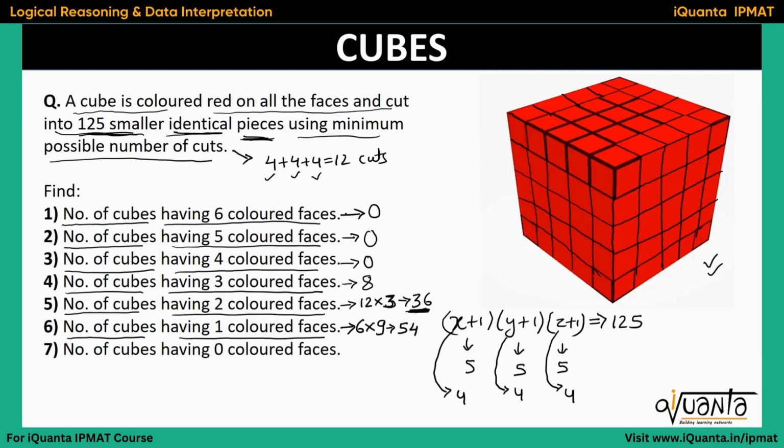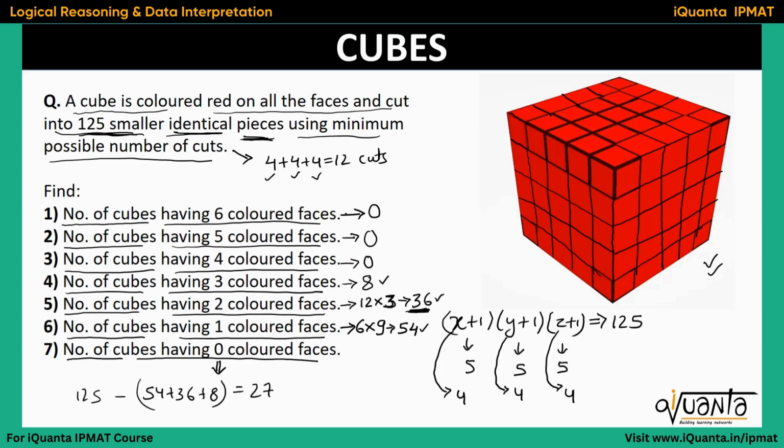Now finally we have the number of cubes having 0 colored faces. So we know that 0 faces colored cubes are found when we remove one colored layer from each face. So there are two ways to find the number of 0 colored faces. Either we can subtract the number of cubes having 3 colored faces, 2 colored faces, 1 colored face from the total number of cubes. That means we can subtract 54 plus 36 plus 8 from 125, which gives us 27.